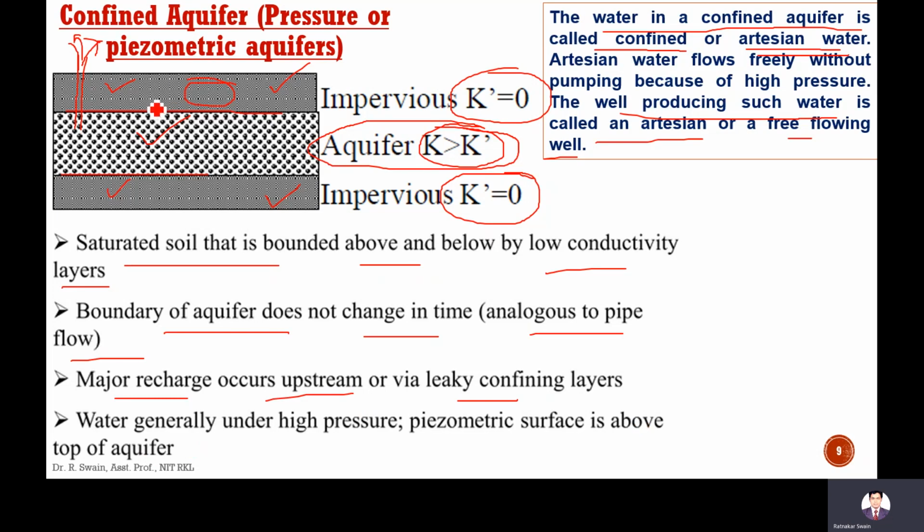Piezometric surface means the pressure will be above the top of the aquifer. With a piezometer here, the water will rise suddenly. The piezometric pressure is P by gamma plus H plus Z. So it will not be at this level, it will be higher than this level. It depends upon the depth of water it rises.